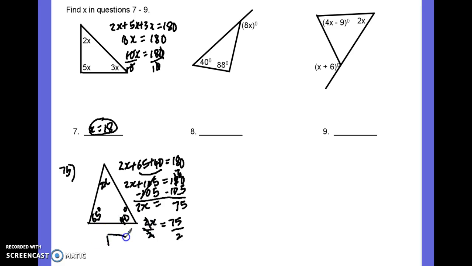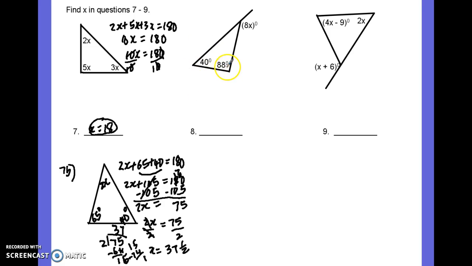When we work this out, I'm glad I gave you this where it doesn't come to a whole number, because you can handle these things. 2 goes into 7. 2 times 3 is 6. 3 times 2 is 6. Subtract, we get 1. Bring down the 5. 2 goes into 15. 2 times 7 is 14. Subtract. So it's 37 and 1, this 1 over 2. 37 and a half. All right.